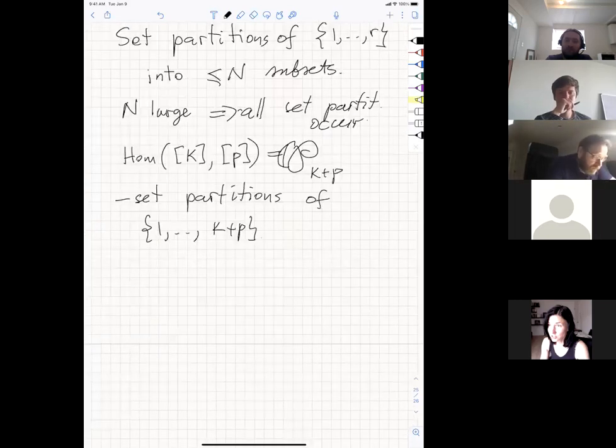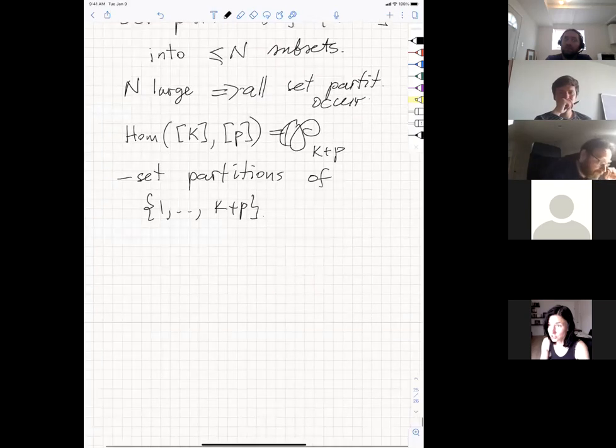By the way, the number of set partitions grows very fast. It is a so-called Bell number, and grows super exponentially. So this shows that the category we will get at the end will not have polynomial growth, not have moderate growth, which is not surprising in view of Deligne's theorem.